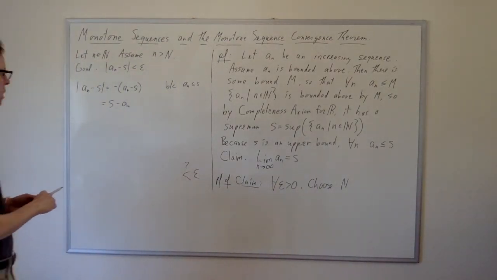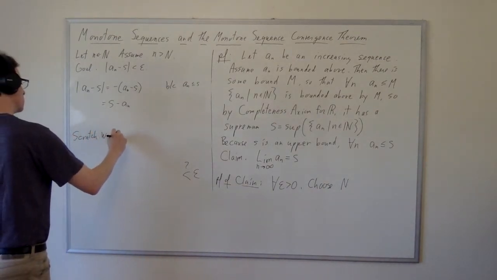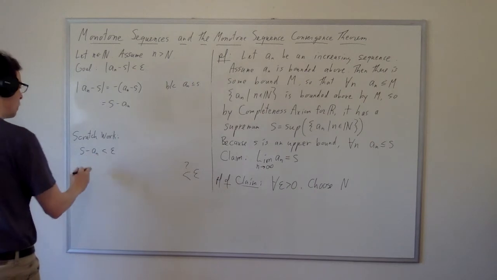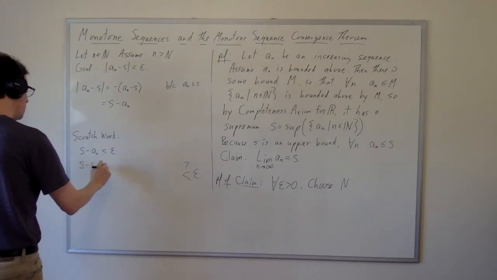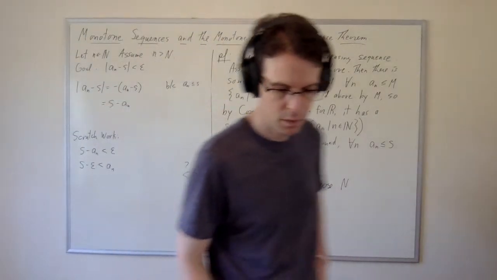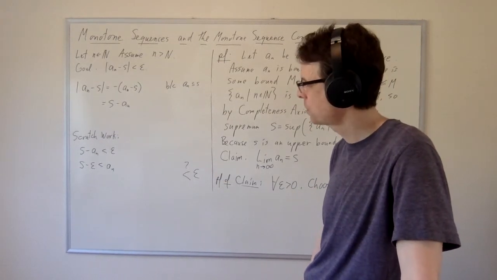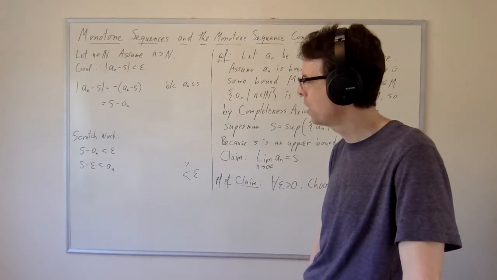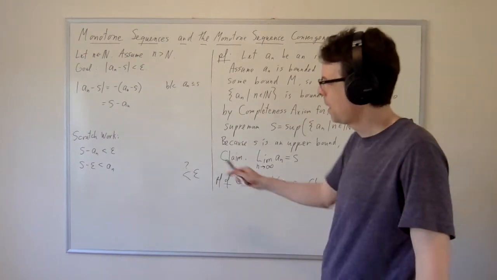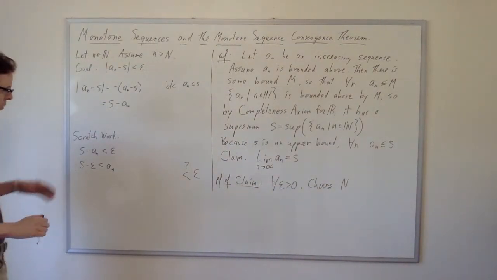So let's do some scratch work. If I want s minus an less than epsilon, then where do I want an? I want an greater than s minus epsilon. So what I really need is an greater than s minus epsilon. Can I have an strictly greater than s minus epsilon? I don't know. Is that possible? Well, it depends. It depends on whether there are any ans at all in this range between s and s minus epsilon.